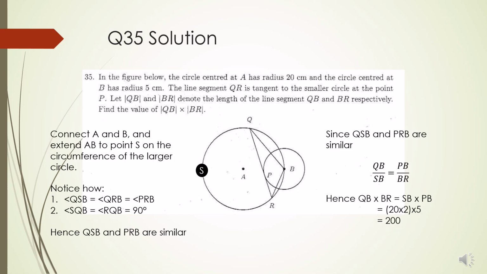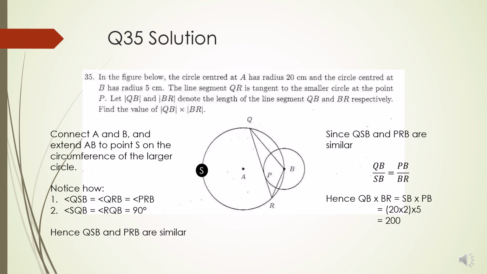With this, we can notice that angle QSB equals angle QRB. This is because with two fixed points, Q and B, any third point placed on the circumference will give the same angle. Notice how QRB equals angle PRB because P lies on QR. Next, we can also notice that angle SQB equals angle RQB because they are all on the circumference. And this also equals 90 degrees due to the properties of circles. With these two pieces of information, we can see that triangles QSB and PRB are similar.